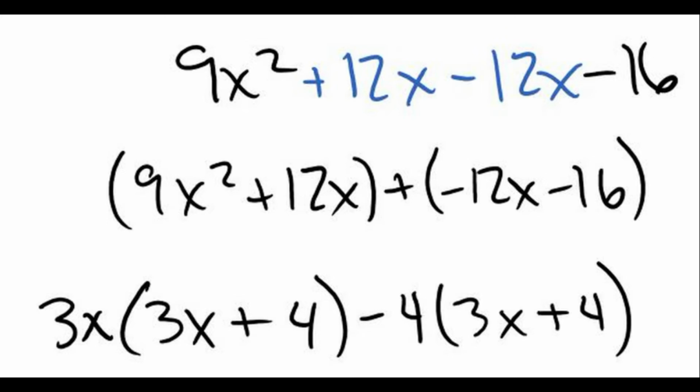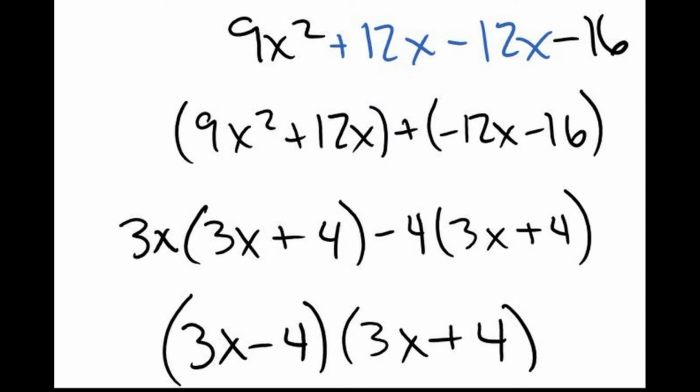Inside of both of those parentheses, I have 3x plus 4, so that becomes one of them. And then the other one, I have a 3x in front of the first set and a negative 4 in front of the second set. So I have 3x minus 4 times 3x plus 4. And this is why the middle term cancels off.